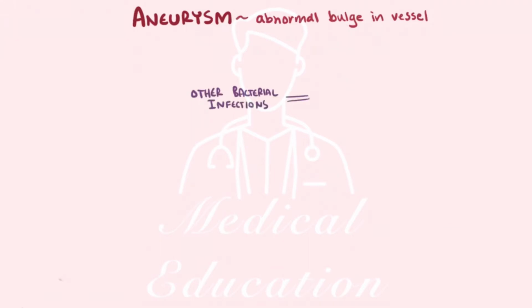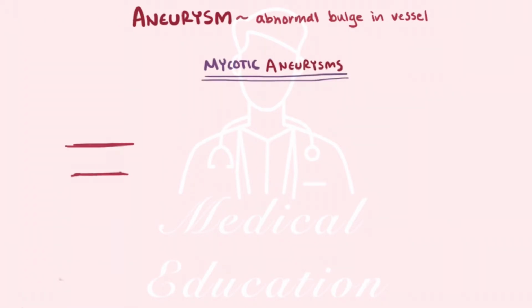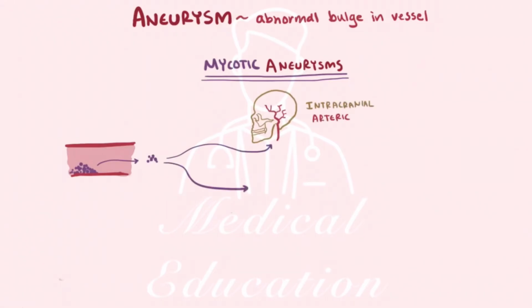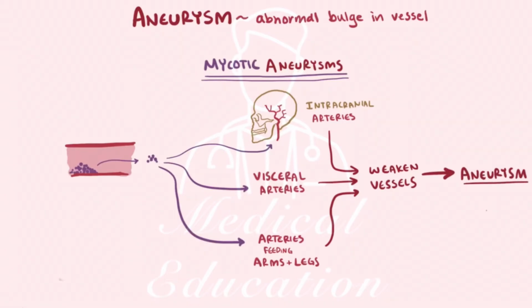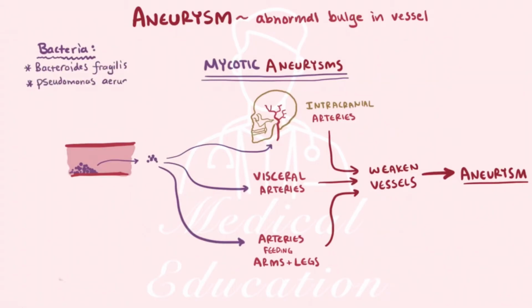Other bacterial infections can also cause aneurysms, which we label as mycotic aneurysms. The bacteria from an infection somewhere else in the body can break off from the main infection and travel around in the blood. Usually these embolic bacteria will get stuck in the intracranial arteries, visceral arteries, or the arteries feeding the arms and legs. There, the bacteria enter and weaken the blood vessel walls, leading to, you guessed it, an aneurysm. Some of the bacteria that commonly cause mycotic aneurysms are, and these can be tricky to pronounce, so bear with me, Bacteroides fragilis, Pseudomonas aeruginosa, and anything in the Salmonella species.